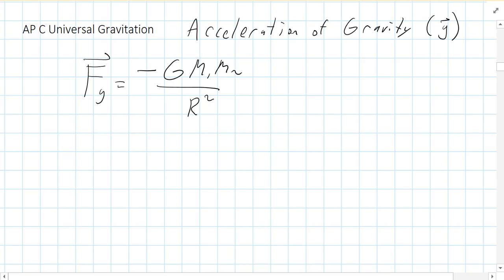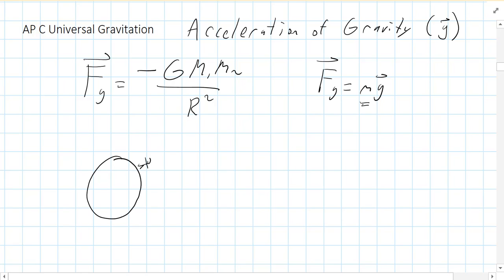Okay, and you already know this one. You've been using it for a while. Force of gravity equals mg. Well, these are measuring the same thing. Now, let's say this is the Earth and you. So let's say mass 1 is the Earth and mass 2 is you.